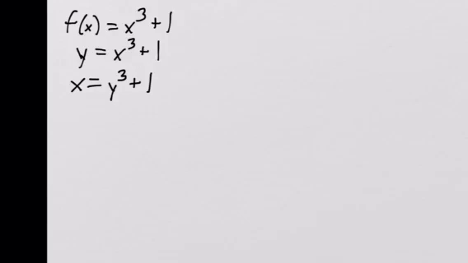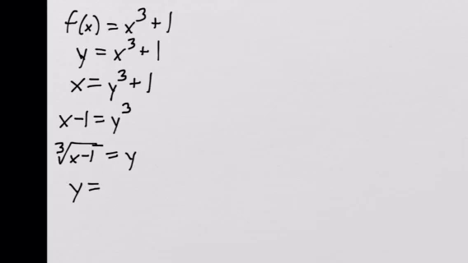So the first thing I'm going to do is subtract 1 from both sides. And now take the cube root of both sides. So we get cube root of x minus 1 is equal to y. I'm going to switch sides of the equals sign here before I do the next step. So y equals cube root of x minus 1.